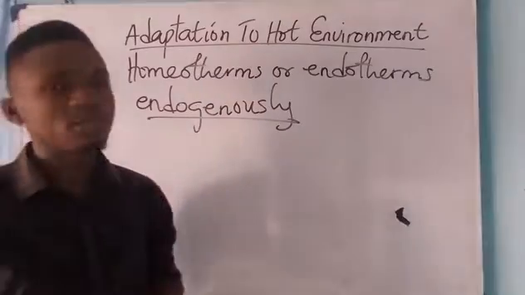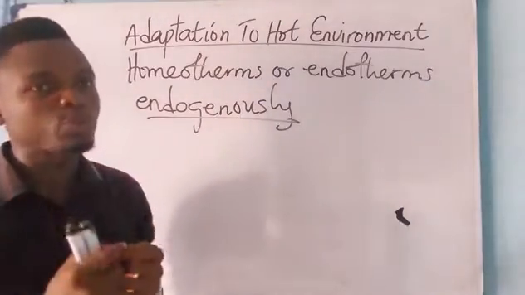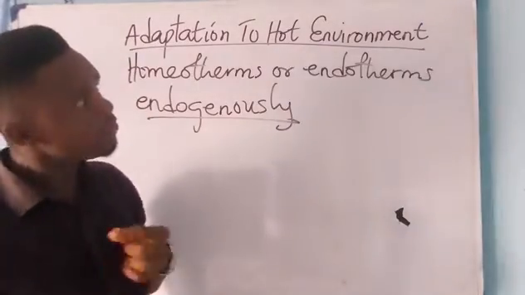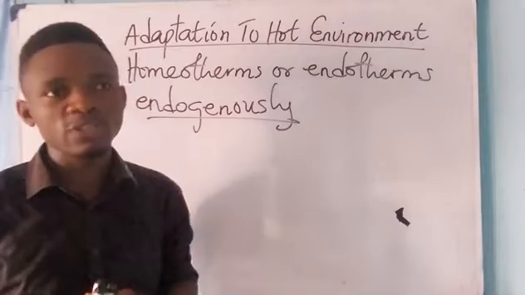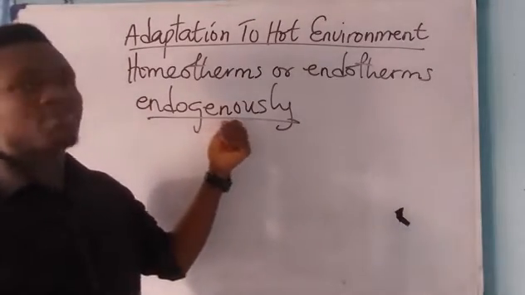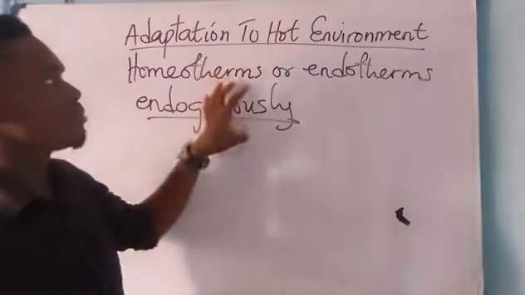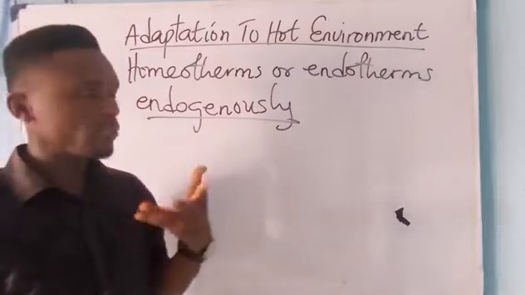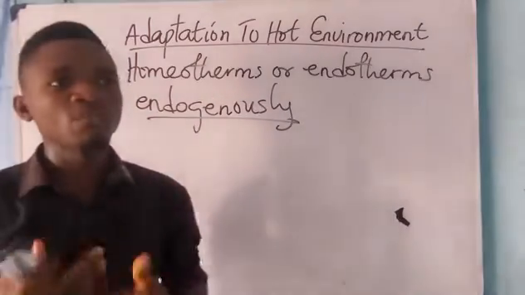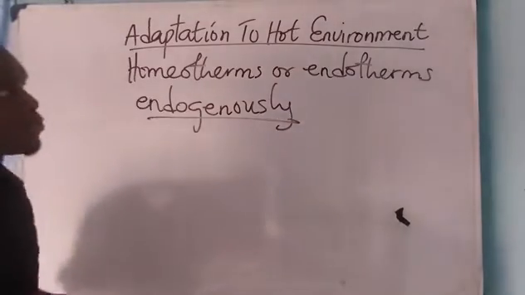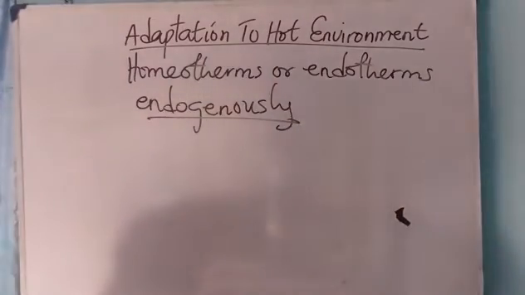Hot environment is a type of environment whose temperature exceeds the temperature of the organism and which flows into the organism in addition to the one that has been produced endogenously by the organism. So as such, the heat in the organism becomes too much for it to bear. In order to let go of some of this heat, it has evolved some adaptive features that will make it fit, or that will make it regulate its body temperature uniformly.